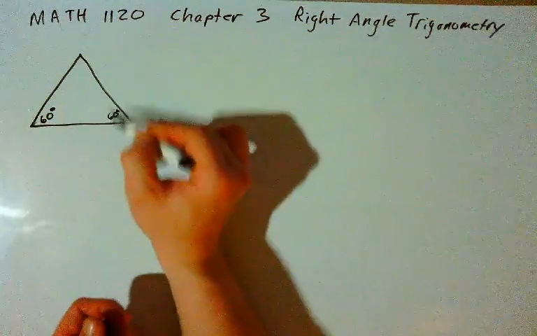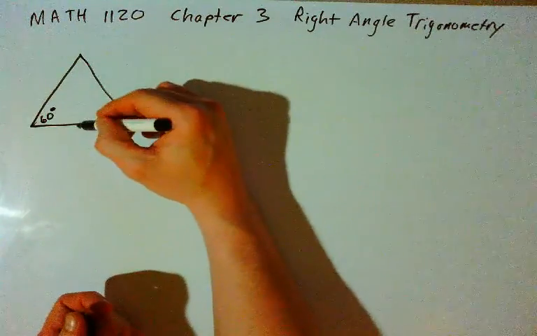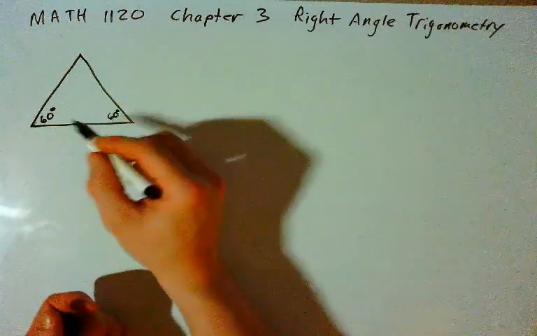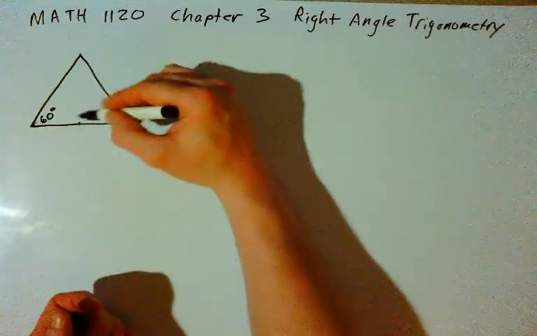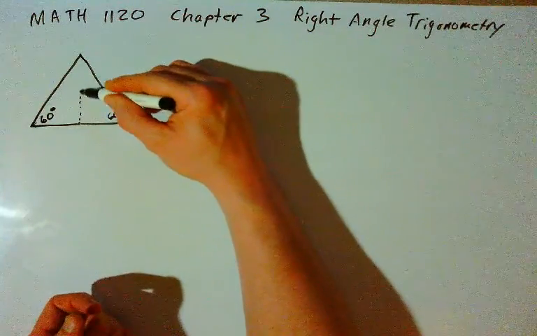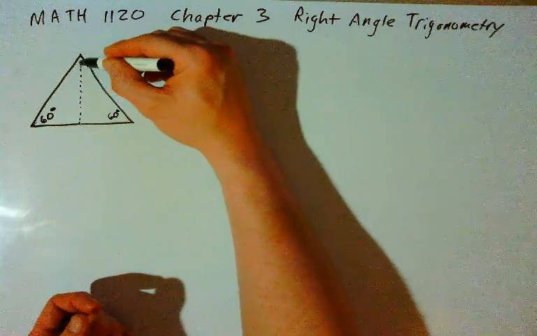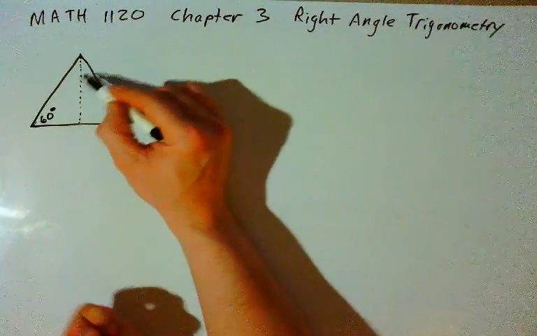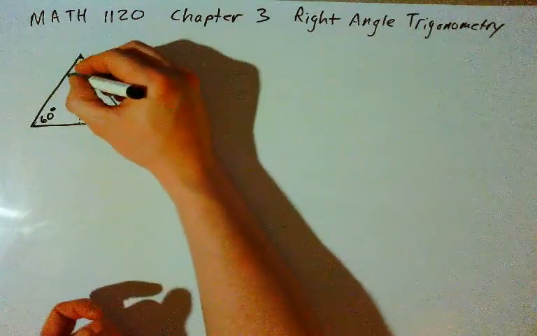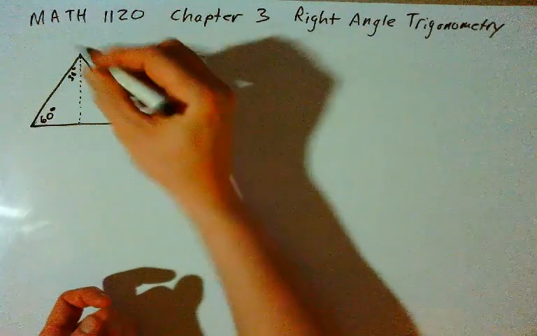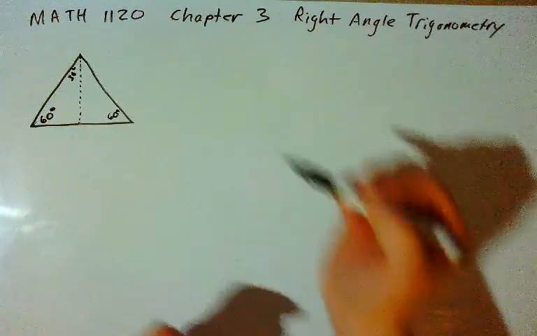Now, if I take this equilateral triangle, and I find the midpoint of the base here, right where the middle is, and I cut a line up through the triangle, I'm going to divide this angle equally in half. And so this angle will be 30 degrees, right? And this angle over here is also 30 degrees.